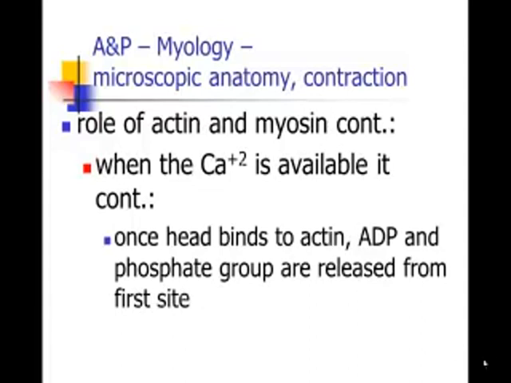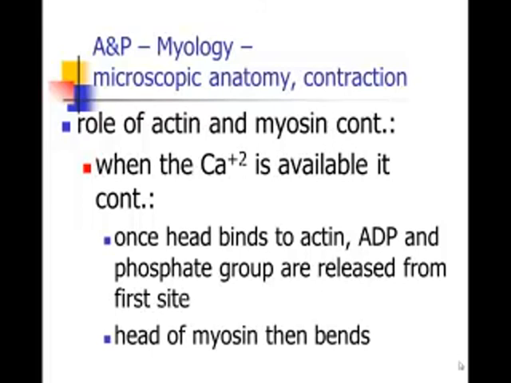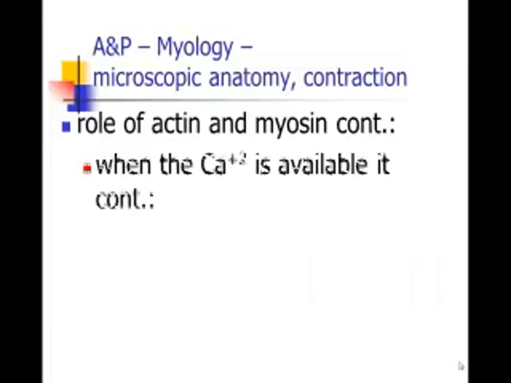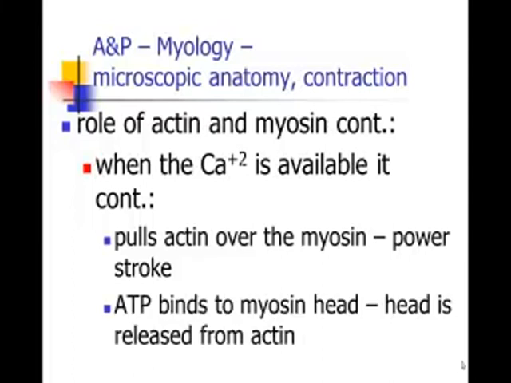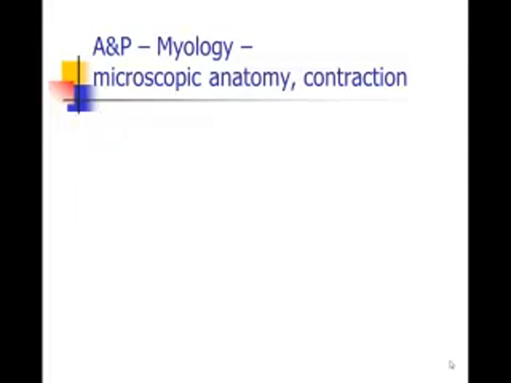The ADP and a phosphate group are released from the first site. That's what ATP breaks down into: it results in the formation of ADP and a phosphate group. Then the head of the myosin bends, and that pulls the actin over the myosin, and that's the power stroke. That's sort of like pulling a rope toward yourself that is attached at the other end to a boat. And then ATP is going to bond to the myosin head a second time, and that releases the cross bridge from the actin.